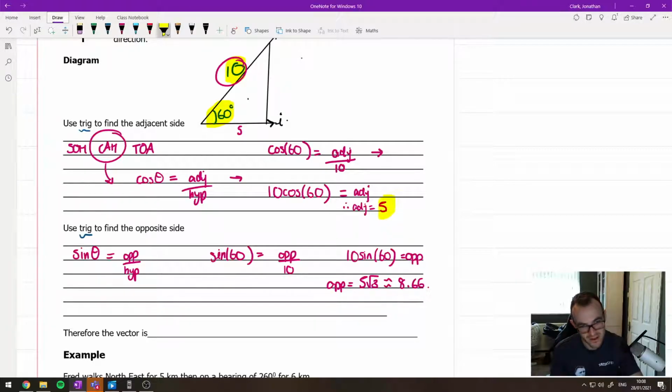There we go, lovely. So let's just highlight those. I'll use the exact value actually. So in vector form, the horizontal part is 5, so it's going 5 units across. It's 5i. And the vertical part is 5 root 3 j. Nice. Let's have a look at another example, one that's a little bit more nuanced again.